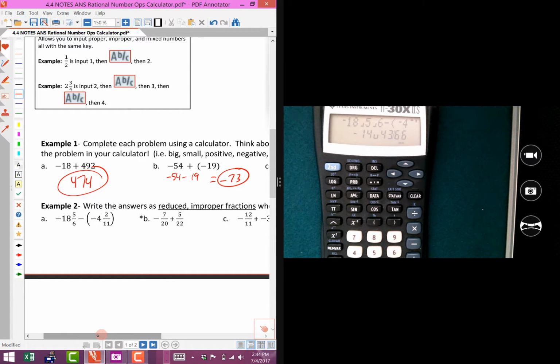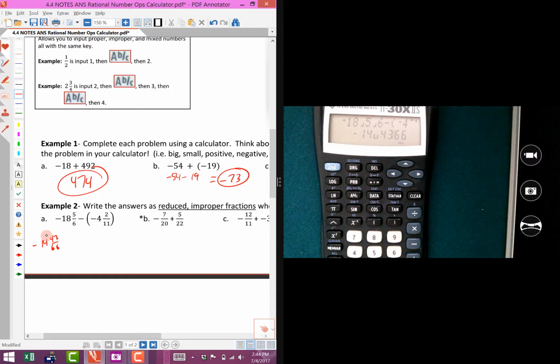Now here's the cool part about this. This gives us a mixed number. So negative 14 and 43/66. Cannot imagine doing that by hand. That would be a huge pain. So I'm going to go ahead and write down negative 14 and 43/66. Okay, but remember, once we get past 6th grade or so, we normally want things as improper fractions.